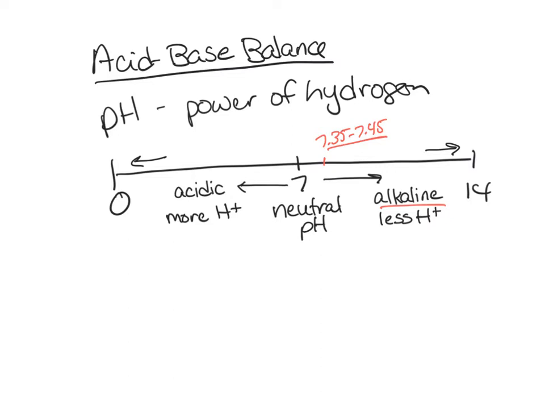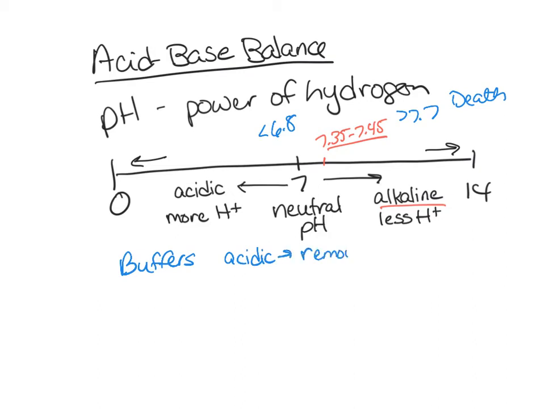If the pH goes below 6.8, or if it goes above 7.7, that can lead to death. It's really important to try to keep the pH of the blood and the extracellular fluids between 7.35 and 7.45. Buffers oppose changes in the pH by removing or replacing hydrogens. So if the blood becomes more acidic, buffers will remove hydrogen. And if the blood becomes more alkaline, buffers will add hydrogen. So they're always trying to keep the pH in the proper range.